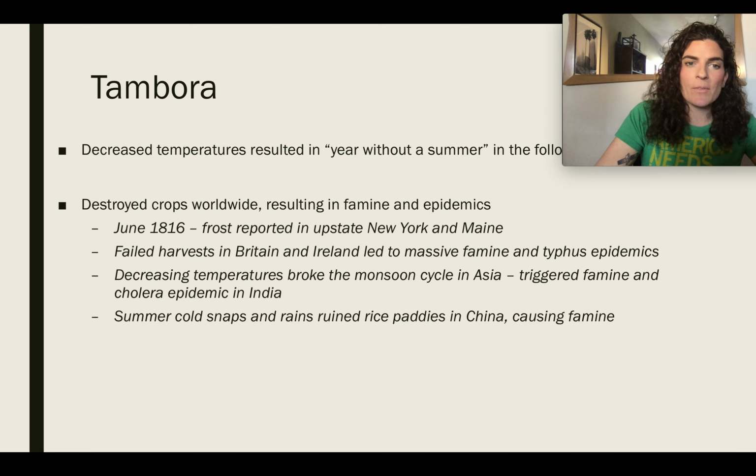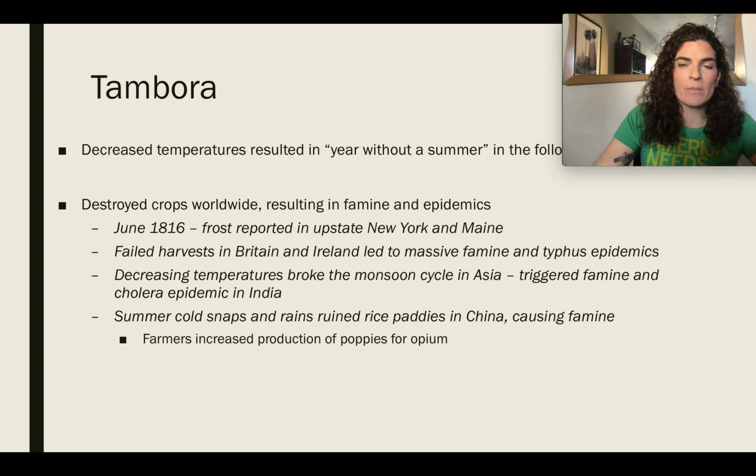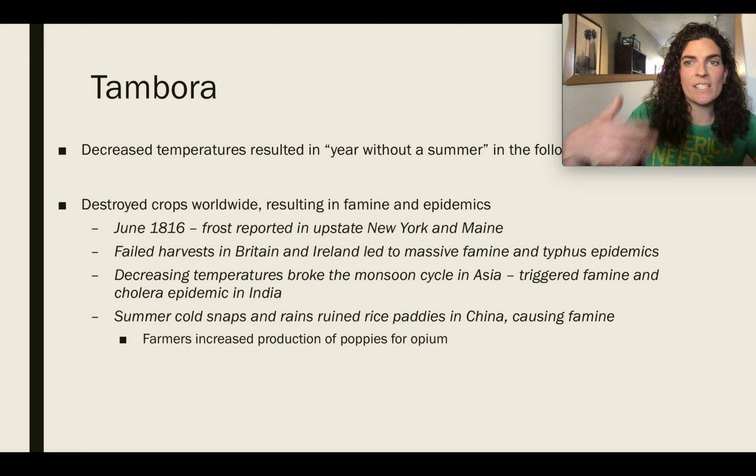There were cold snaps throughout the summer and very rainy days, which ruined the rice paddies in China, which also caused widespread famine. And possibly as a result of these ruined rice paddy crops, farmers at the time increased production of poppies, which are used to make opium, and perhaps this was the beginning of an increased demand for opium products.